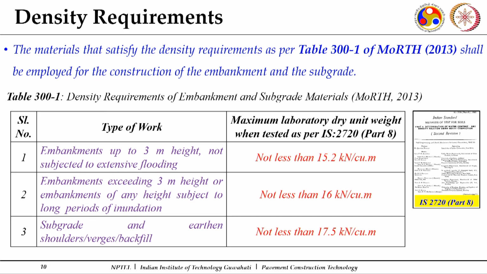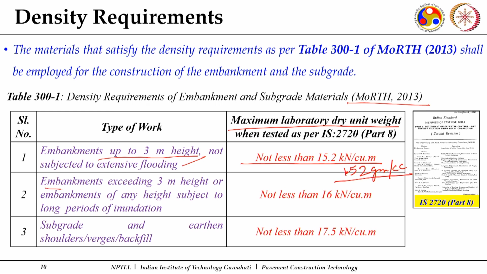Now, once you get this maximum dry density and moisture content, there is again a requirement given for the suitability of a soil to be used in different applications. MORTH 2013 says, if you are constructing an embankment up to a height of 3 meters and which is not subjected to excessive flooding, you can have a soil which should not have a maximum dry density of less than 15.2 kN per cubic meter. So, it will be 1.52 gram per cc. So, the density should not be less than 1.52.